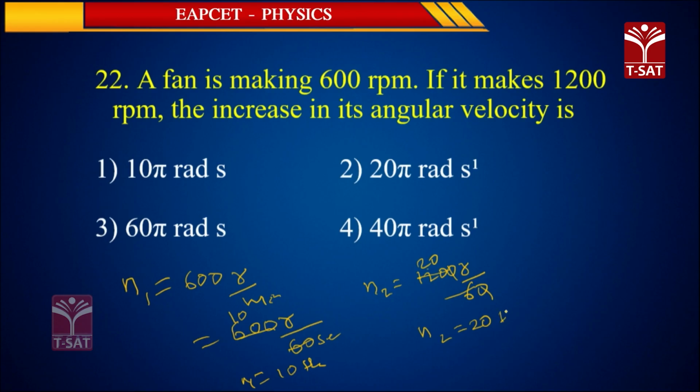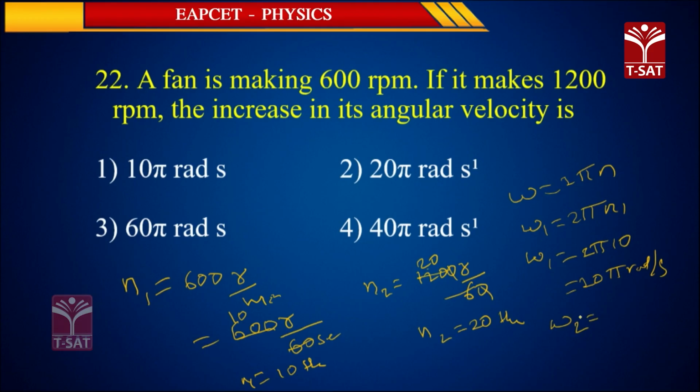Okay, 20 Hz. It is asking what is the angular velocity, the change in the angular velocity. You know that N1 is 10 Hz. You know that, children, omega is equal to 2 pi n. Yes or no? Therefore, omega 1 is equal to 2 pi n1. 2 pi into 10. How much, children? 20 pi radian per second. And omega 2?